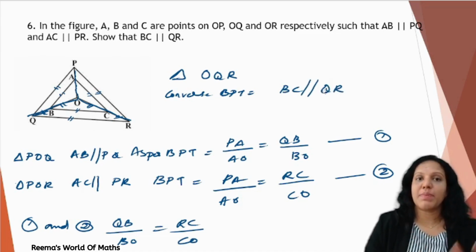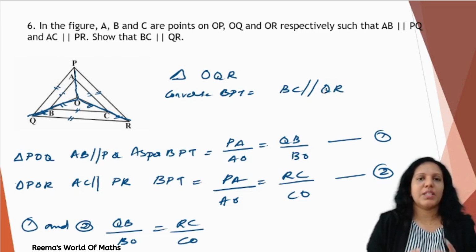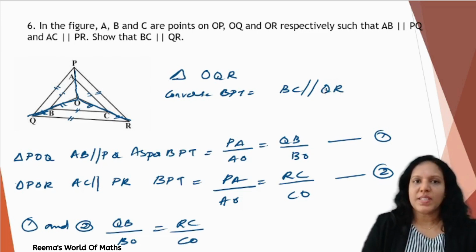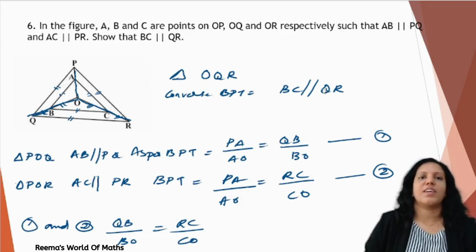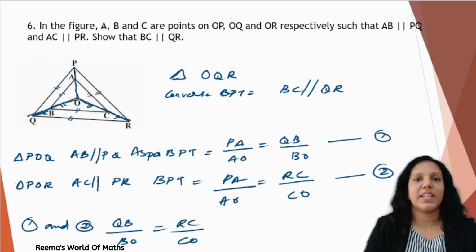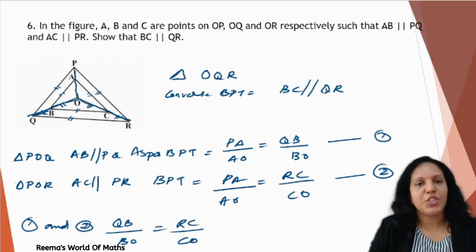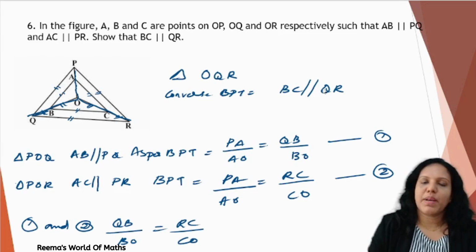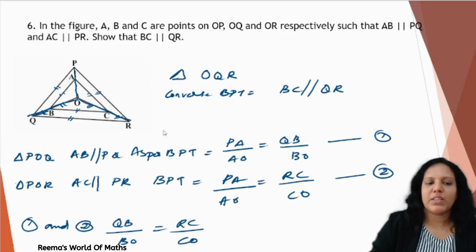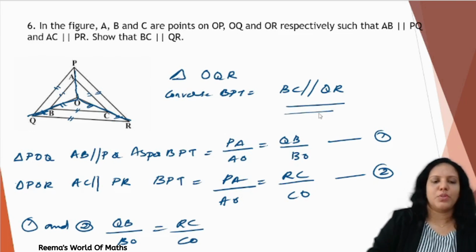Understood? So what is the converse of the basic proportionality theorem? If a line intersecting two sides of a triangle divides them in the same ratio, then that line is parallel to the third side of the triangle. So if the two sides are divided in the same ratio, then the line is parallel to the other side. So as per converse BPT, we can say BC is parallel to QR, which is what we had to prove.